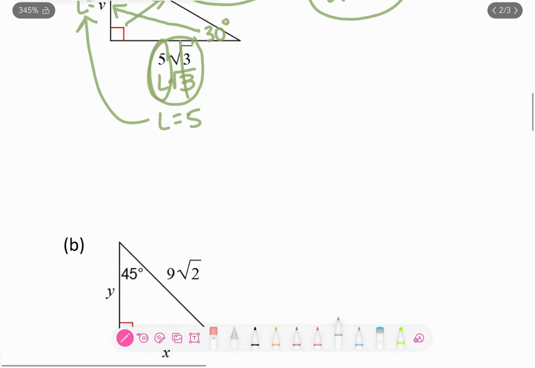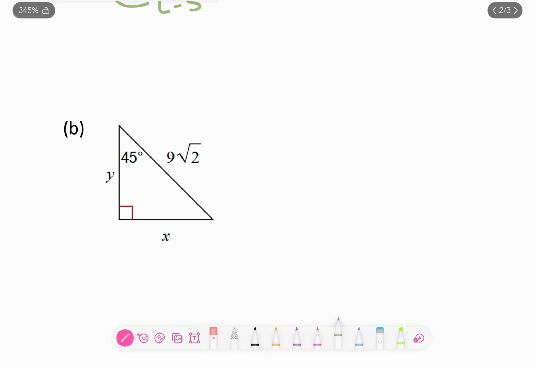All right, looking at B, so we have a 45 and a 90. So that means this is a 45, 45, 90 triangle. The other angle is a 45, which means both the sides are the same. Both the legs are the same, excuse me. And the hypotenuse will be different.